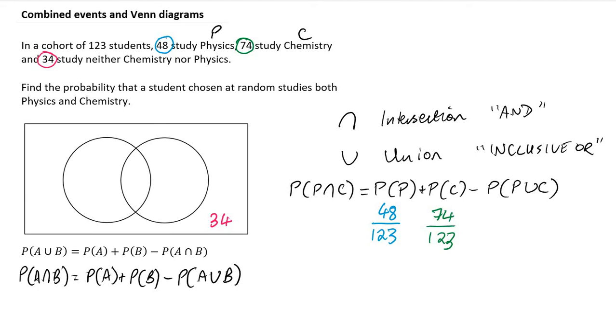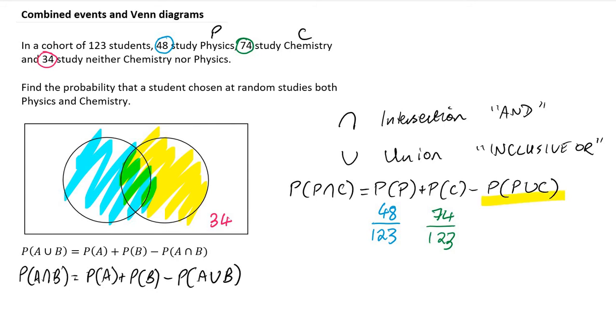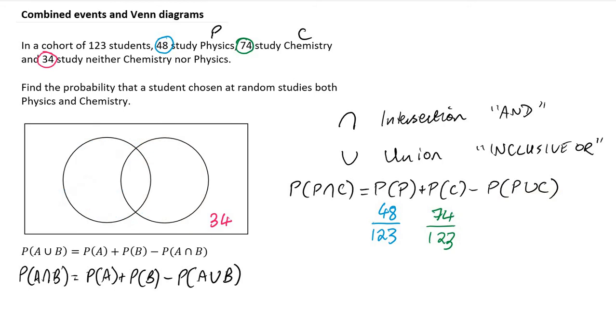And what you'll notice is that this adds up to 122. We've already got 34 in the Venn diagram, so that's way more than 123. And that's because with physics and with chemistry, we are adding in that overlap twice, and that's why we have to subtract the union.